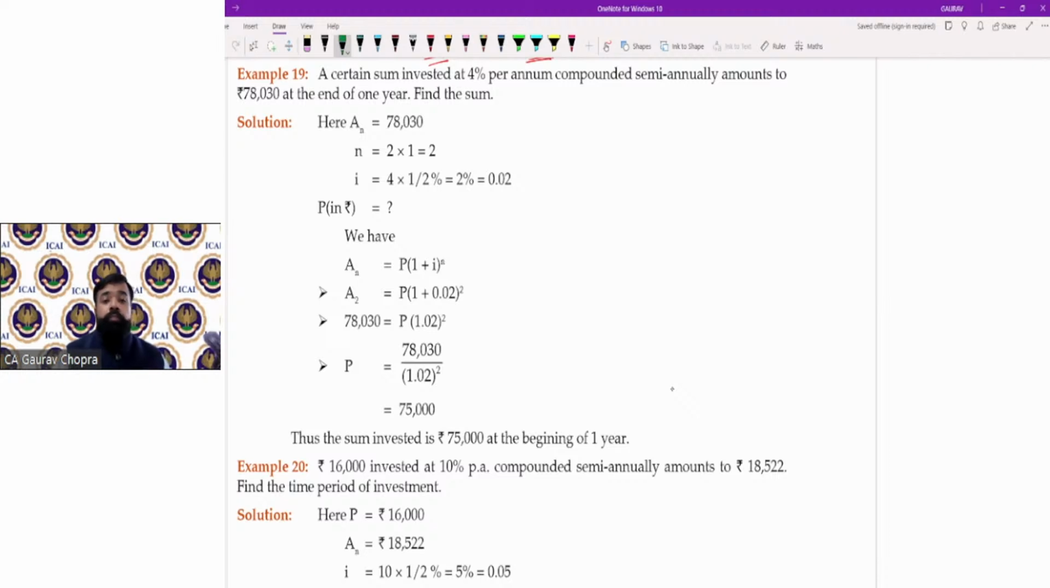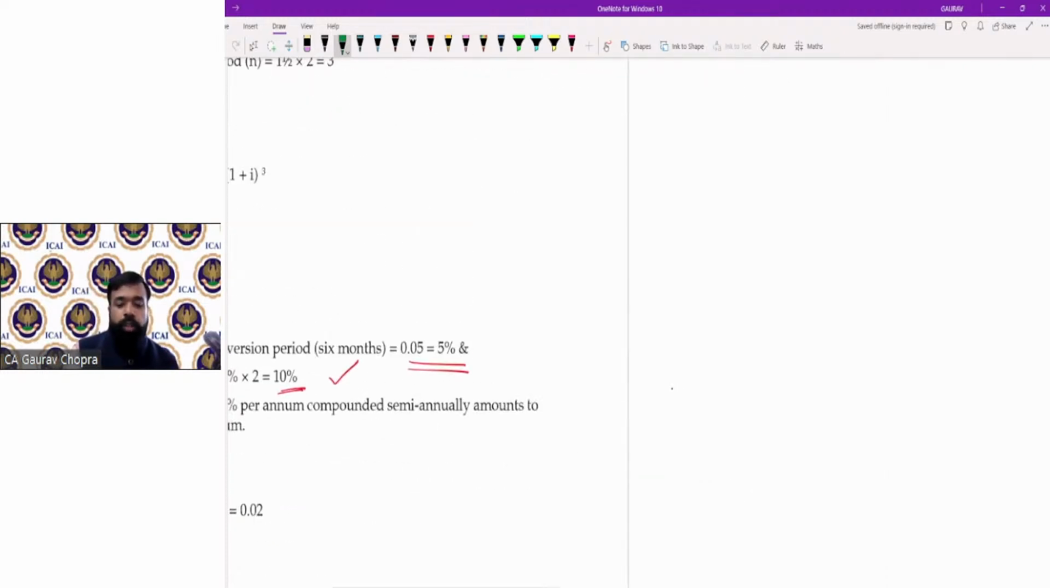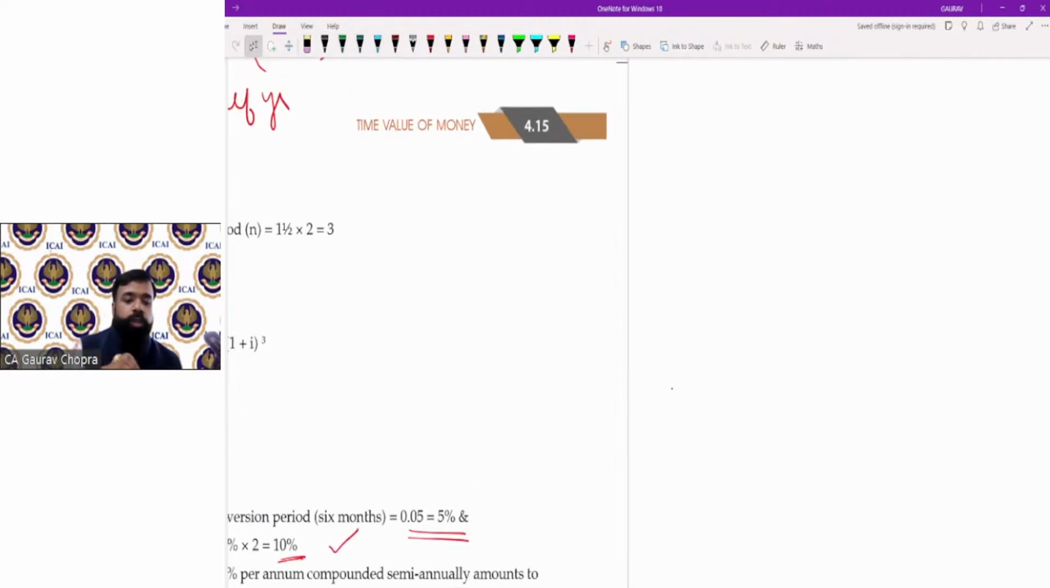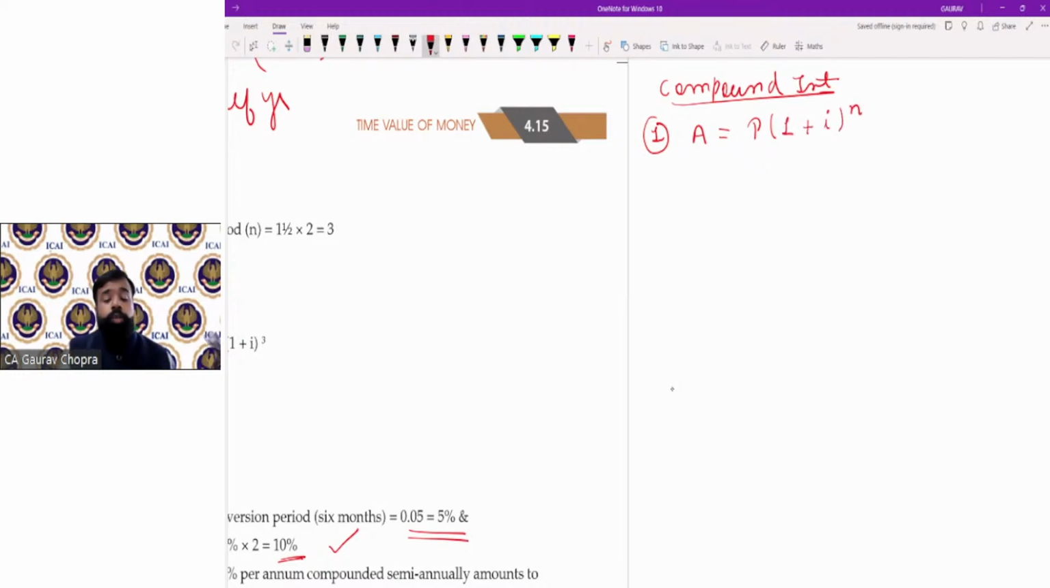So let us begin with the topic. In the last session, we had started simple interest and then we had started with the compound interest. Let us recall the formulas for compound interest so that we can apply them again today. The first formula is to calculate amount. Amount is principal multiplied by 1 plus I whole to the power of n.